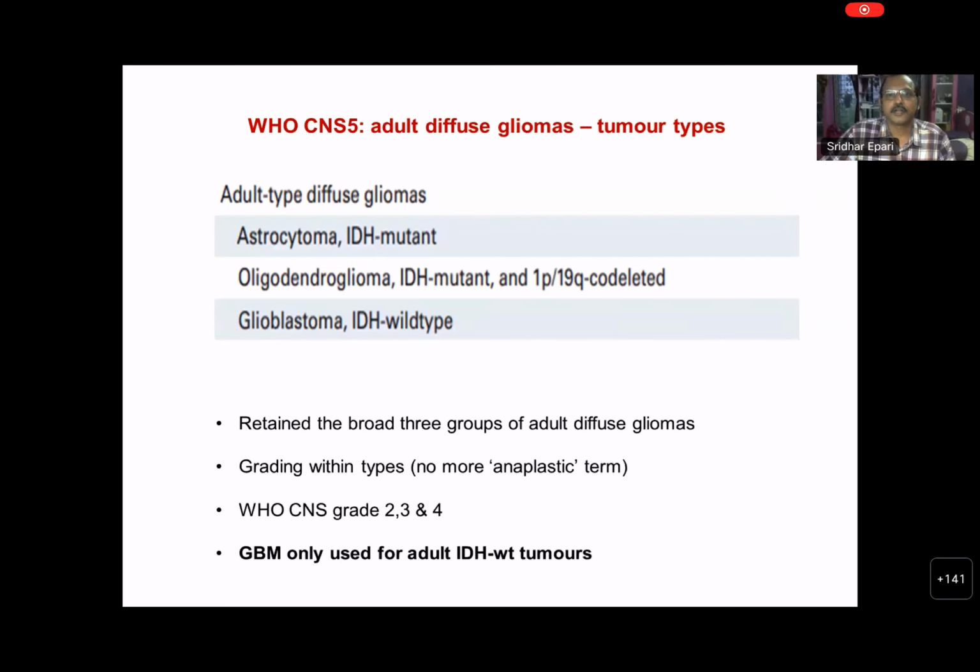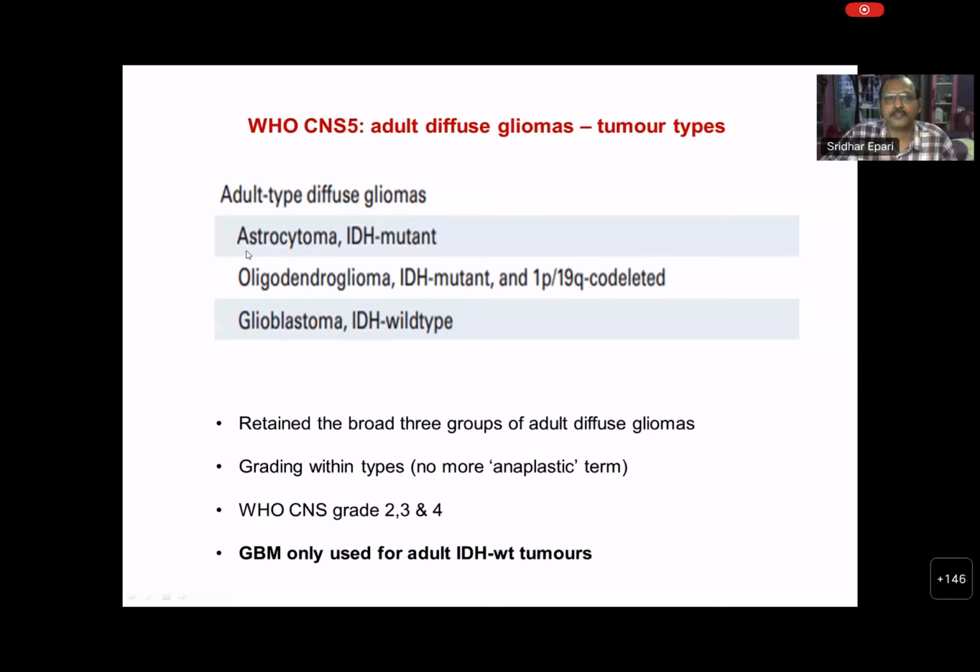For diffuse adult type gliomas, there are only 3 major groups you need to understand. One is astrocytoma, IDH mutant; the second is oligodendroglioma, IDH mutant and 1p19q co-deleted; and the third group is all the rest of the tumors not fitting into these, which are classified as glioblastoma. The gradings are inside each tumor entity. Astrocytoma IDH mutant is one group, with grades 2, 3, and 4. Oligodendroglioma is one group, with grades 2 and 3. Glioblastoma is only one tumor, with grade 4.